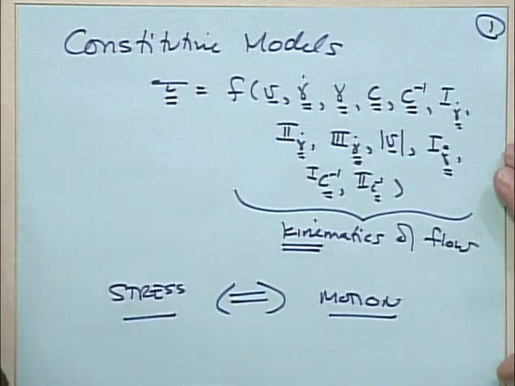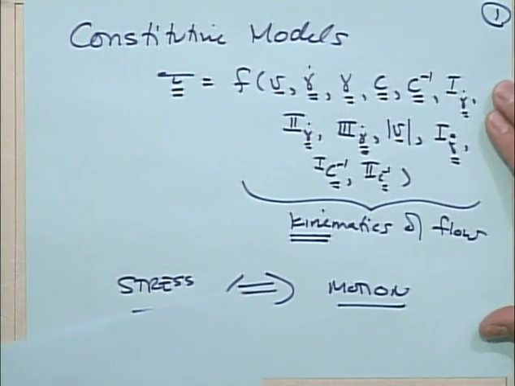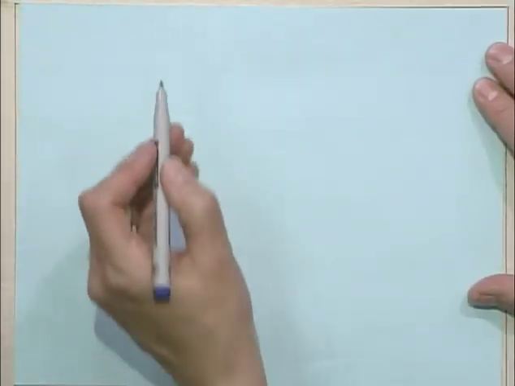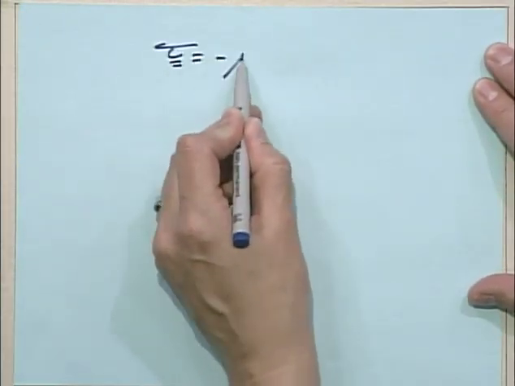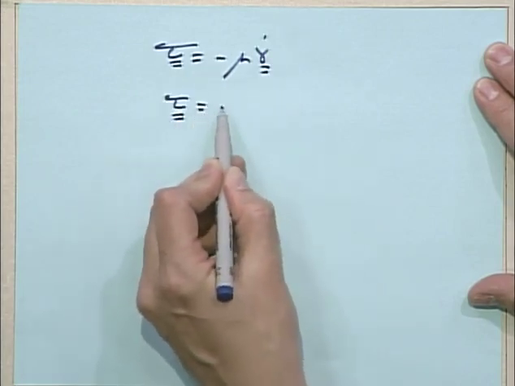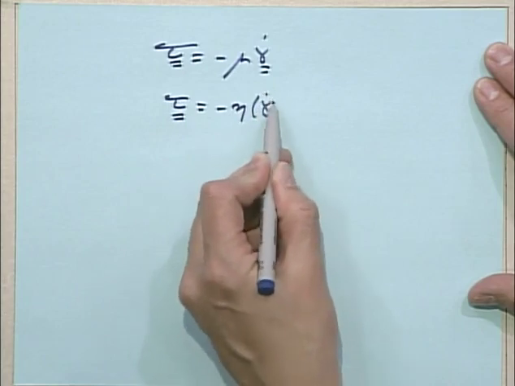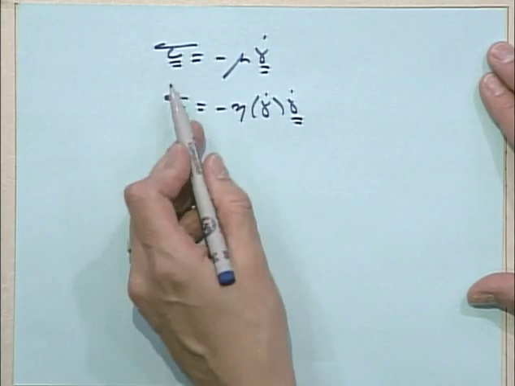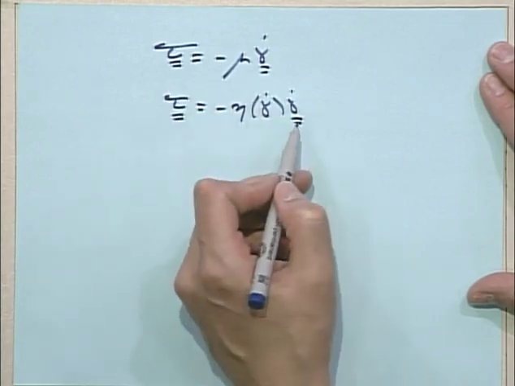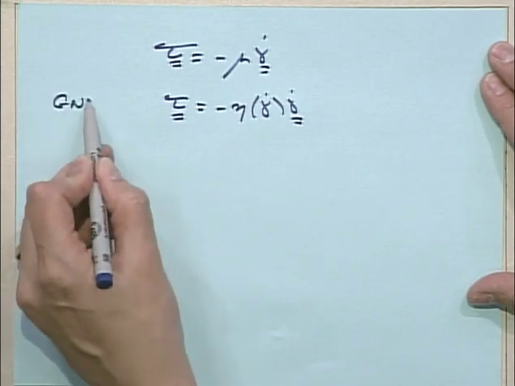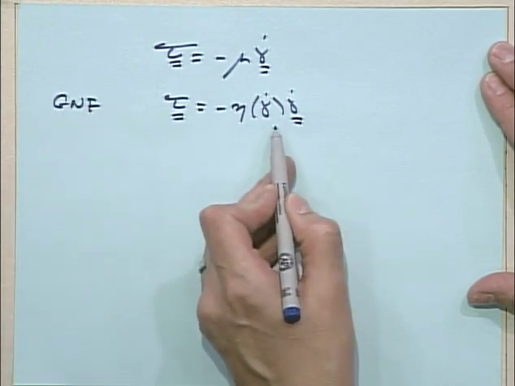So we have thus far studied a number of constitutive models. We've studied the Newtonian model. We've studied any number of generalized Newtonian models. So these are of the form that I've been talking about. Stress is given by some function of the kinematics. And in the generalized Newtonian fluid model, one of the invariants of the gamma dot tensor shows up.